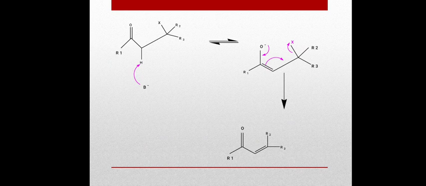This is the transition state. In the next step, what happens? There is a shift of electrons. From the oxygen, the electron comes to this bond, so you get double bond O, and this bond gets shifted between C alpha and C beta position, so you get R1 C double bond O, CH, C, R2 and R3.